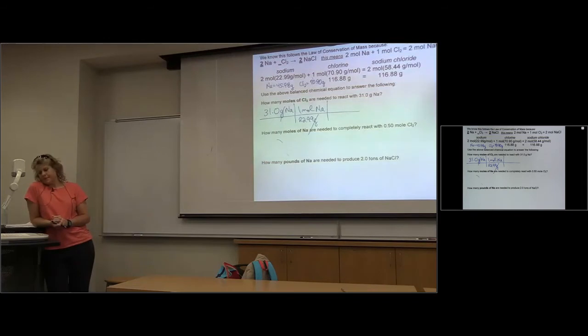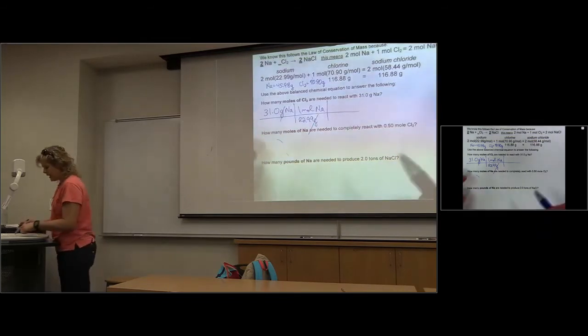So 31 grams of sodium. 22.99 grams are in 1 mole, so that leaves moles of sodium on top. But I don't want moles of sodium. Who do I want? Moles of chlorine. So this is where I use what's called the mole to mole ratio. So where do I get the mole to mole ratio from? Balanced equation.